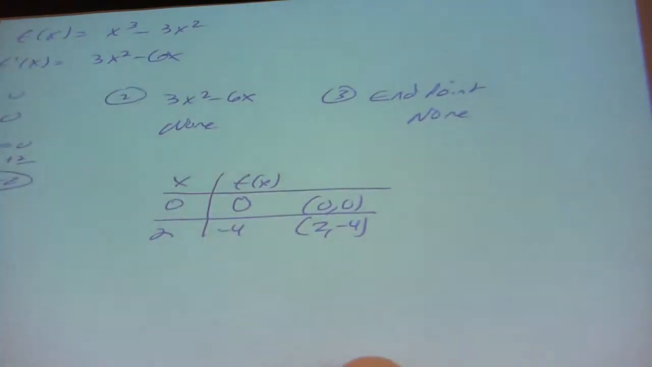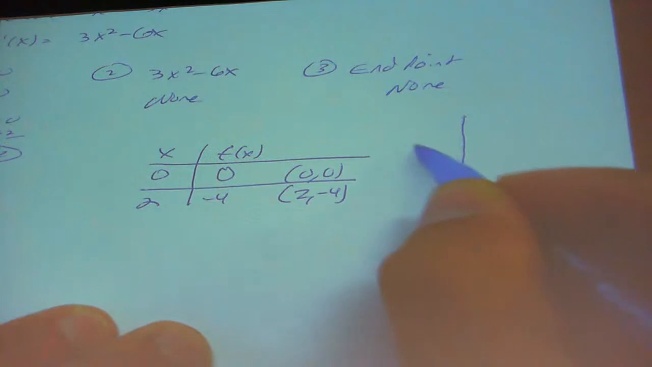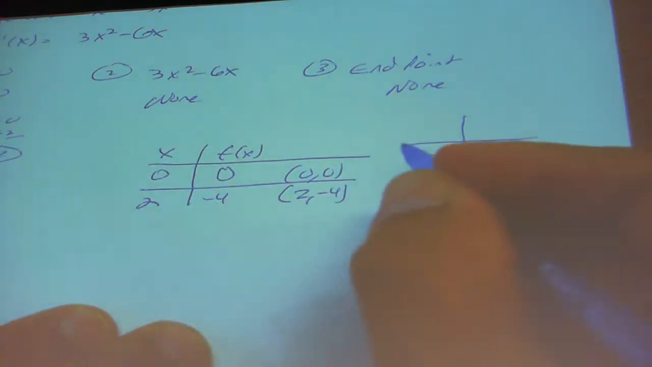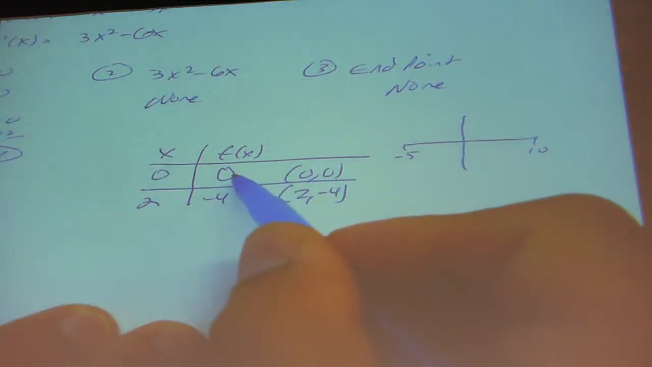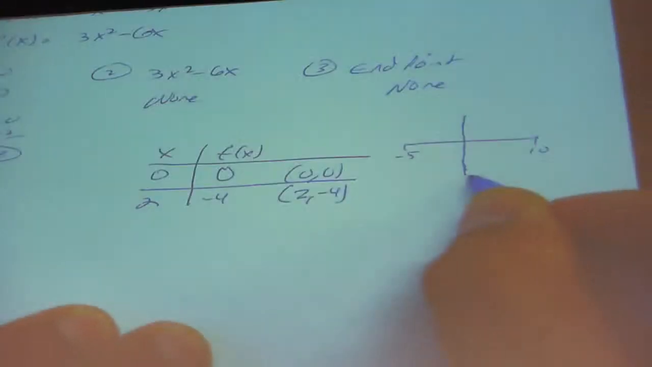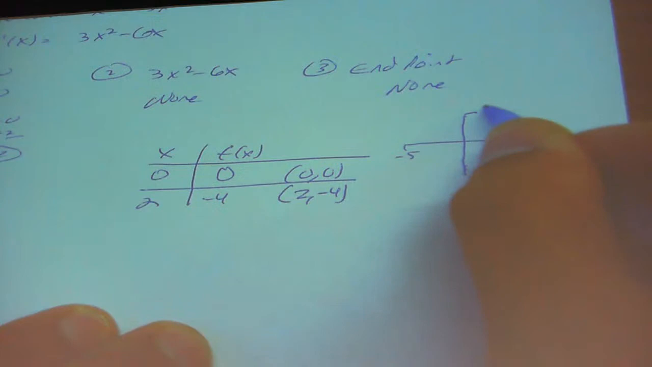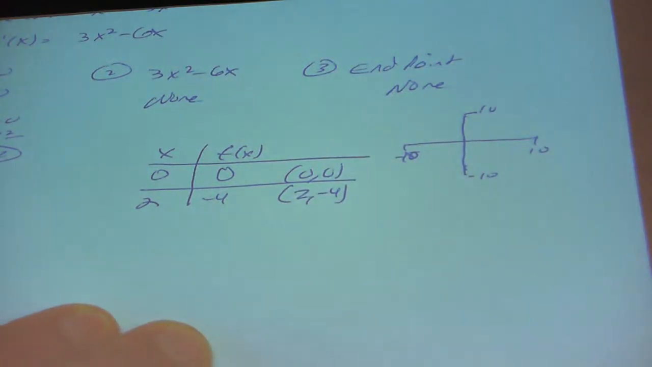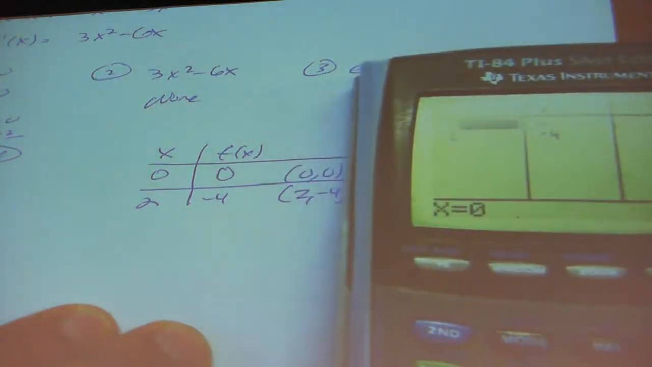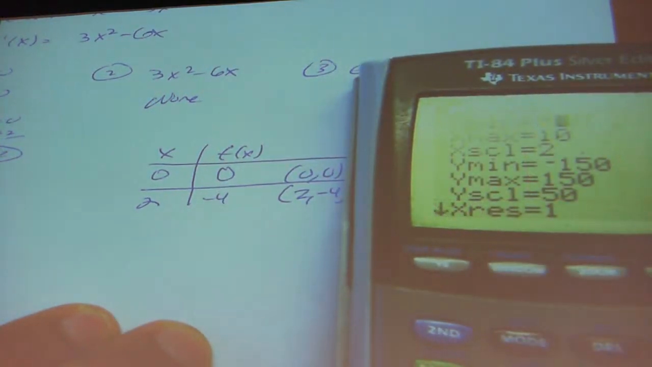Well, first, let's graph the original. To graph the original, we need an appropriate window. For x, we need to see 0 and 2, so maybe go from negative 5 to 10. For y, we need to see 0 and negative 4, so maybe go from negative 10 to 10. And maybe just do the whole thing, negative 10 to 10, all the way around, because remember, the goal is to see (0, 0) and (2, negative 4). So we've got a window, negative 10 to 10, counting by ones.